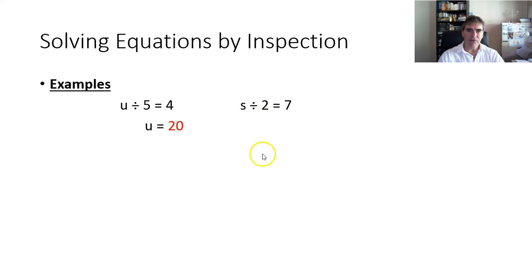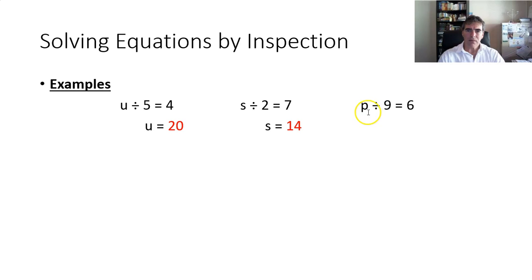S divided by 2 equals 7. Now I've got the S here. I don't normally use S because sometimes it gets confused with a 5, but I think it's pretty clear here that it's an S. So some number divided by 2 equals 7. So what's that missing number? And we find that it's 14. 14 divided by 2 equals 7.